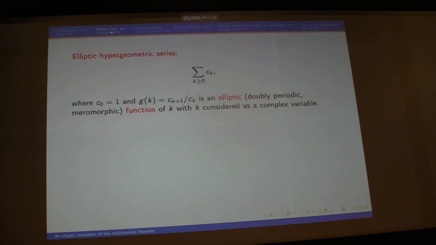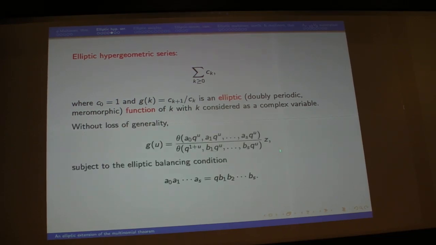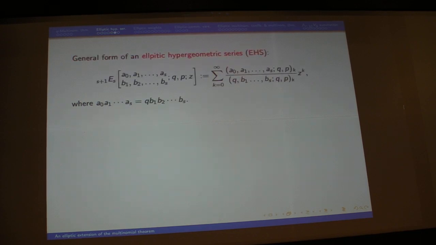Okay. So what is an elliptic hypergeometric series? Abstractly, this is just a series whose quotients of consecutive terms are elliptic functions. We already know that. That means that this quotient c_{k+1} over c_k is of this type, and we have the elliptic balancing condition. And as we saw yesterday in Slava Spiridonov's talk, this is the general solution of an elliptic hypergeometric series.